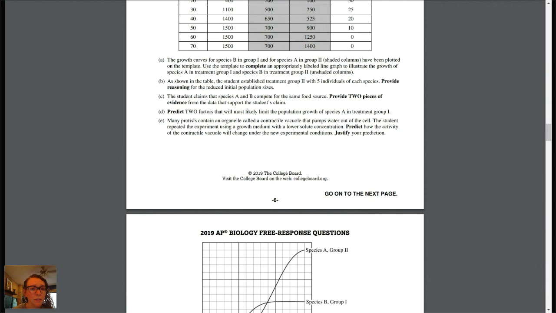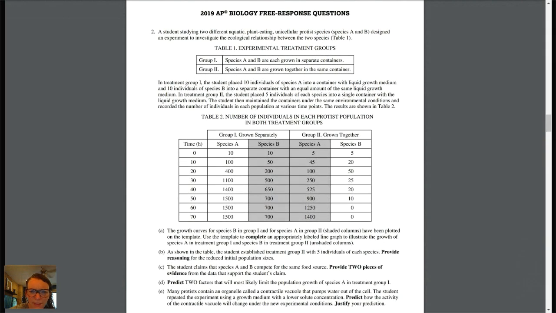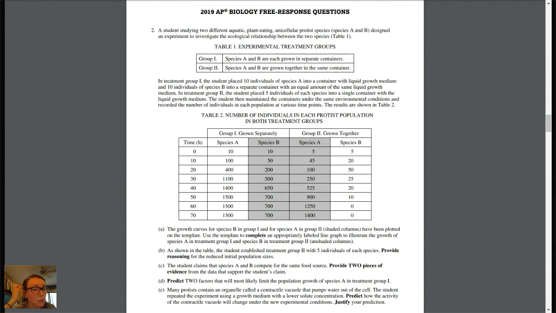Okay, so part B, as shown in the table. Oh, okay. So in treatment group 2, we have both species A and B together, and we have 5 individuals of each species. So that's a control factor because we have 10 total in each tube, or in each growing environment. What do they call it? Let's see. They say in a container. So it says in treatment group 1, the student placed 10 individuals of species A into a container with liquid growth medium and 10 individuals of species B into a separate container with an equal amount of the same liquid growth medium.